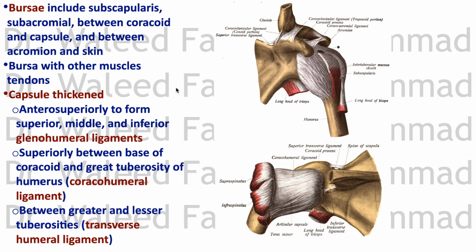The capsule is thickened anterosuperiorly to form the superior, middle, and inferior glenohumeral ligaments. Some books describe it as 2 anterior and 1 posterior glenohumeral ligaments. Superiorly and somewhat posteriorly, this is the coracohumeral ligament, on the superior aspect. And between the greater and lesser tuberosities of the humerus is a ligament called the transverse humeral ligament. So these are the ligaments.